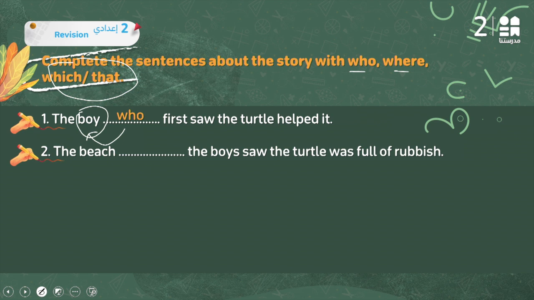Number 2. The beach. Beach is a place. Space, the boys saw the turtle was full of rubbish. So if I'm referring to a place, what relative pronoun shall I use here? Yes, it's where.